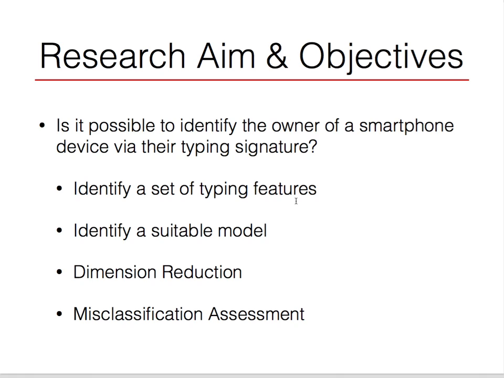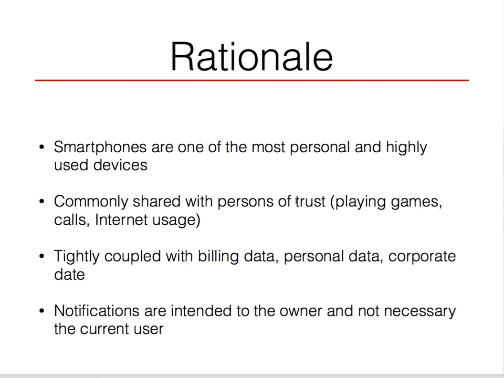So the research question was to investigate whether it was possible to identify the owner of a smartphone via their typing signature. To do this, I've set out four major objectives. First, to gather a set of typing features, identify a suitable model, reduce the dimension of these features, and assess the misclassification.